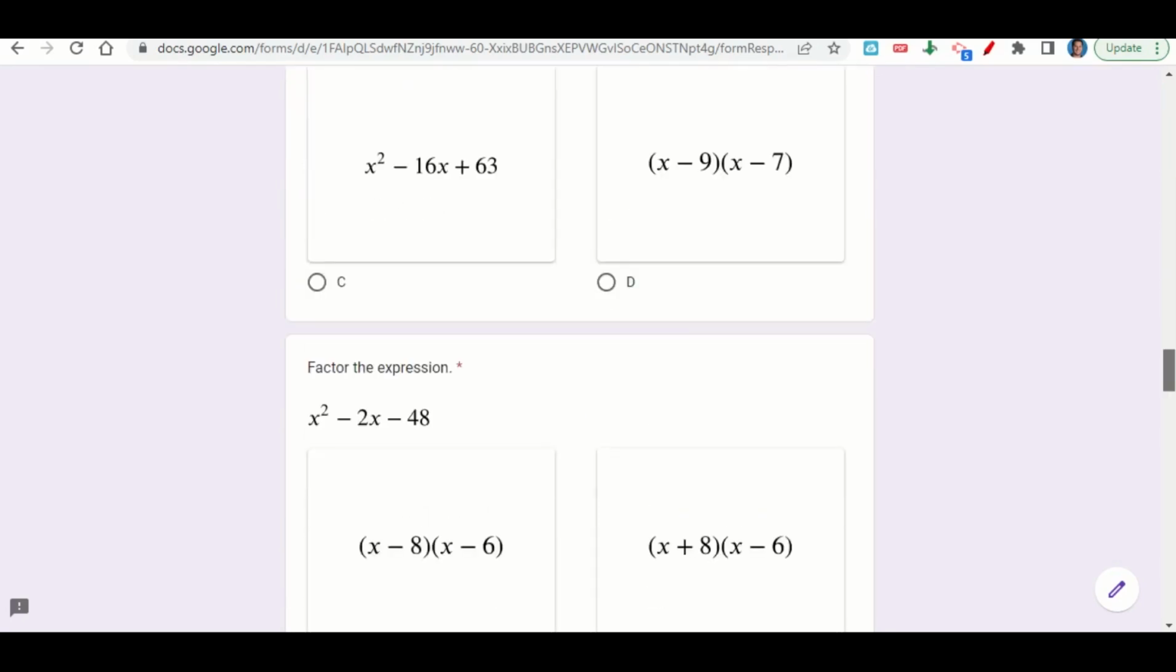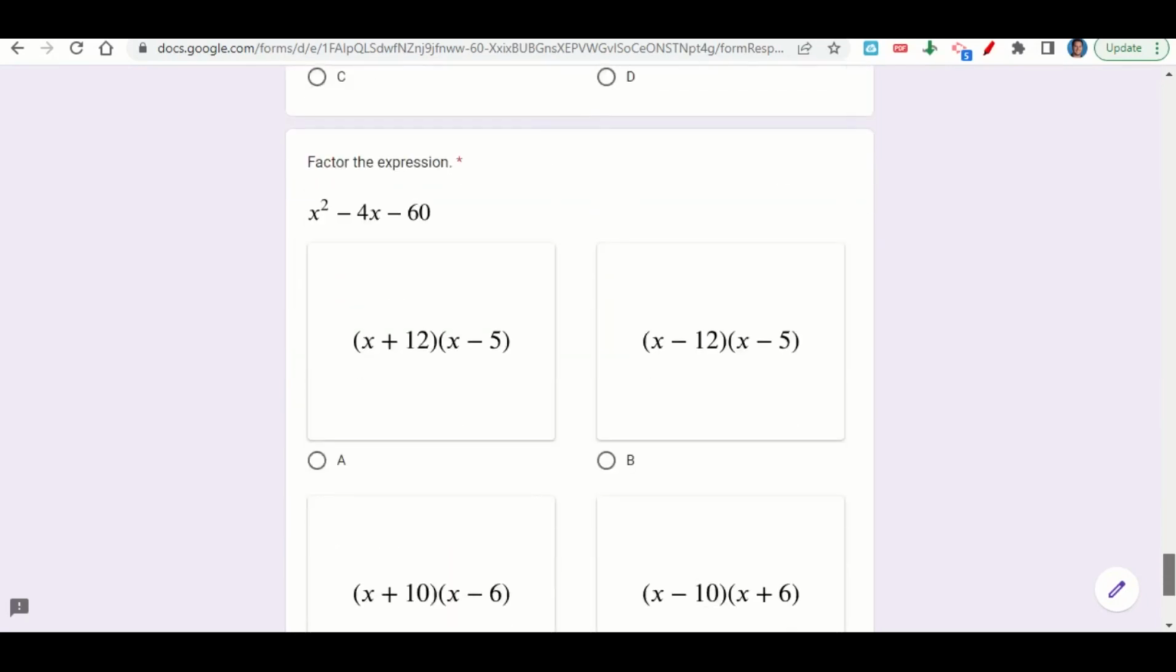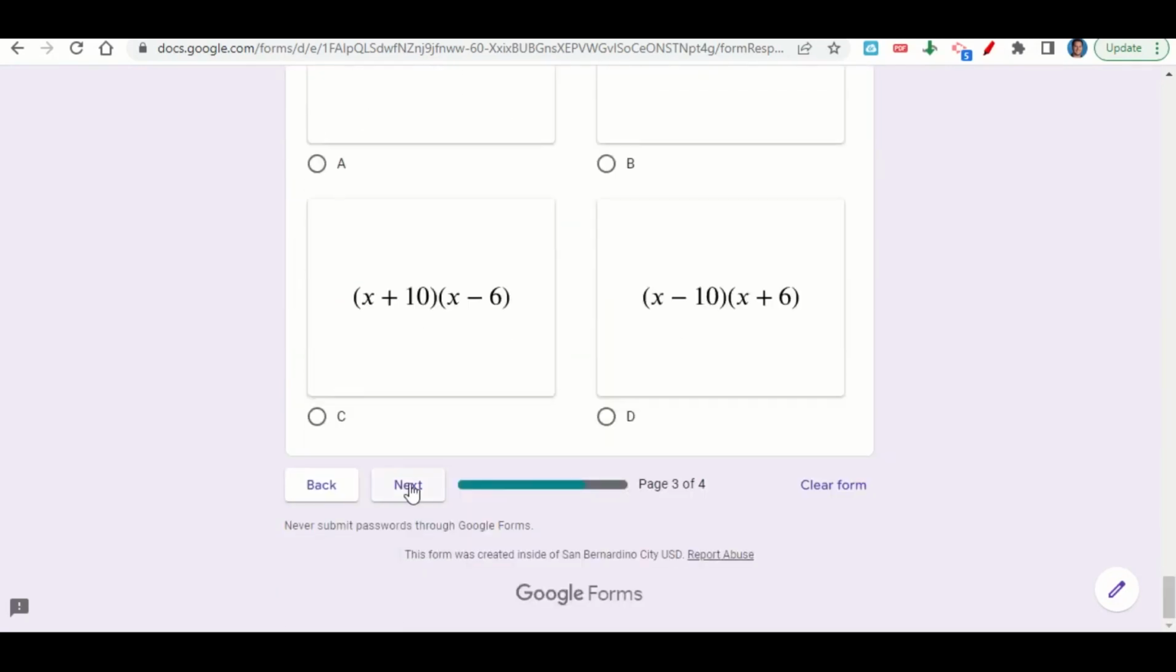So you'll continue to answer all these questions just like that until you get to the end. Once you get to the end, go ahead and click next. This will take you to your before you go. Go ahead and fill out your before you go and then submit your work on Google Classroom.